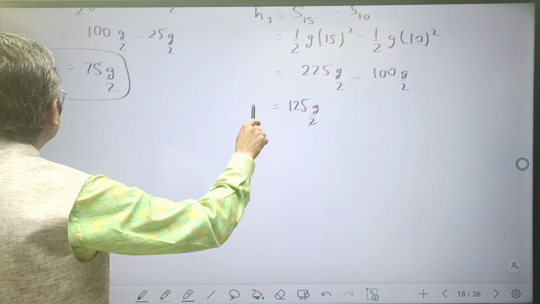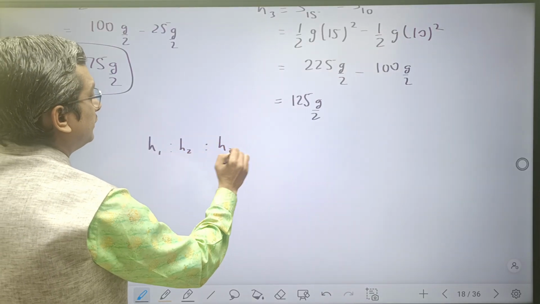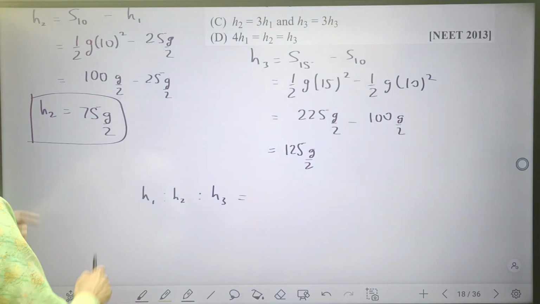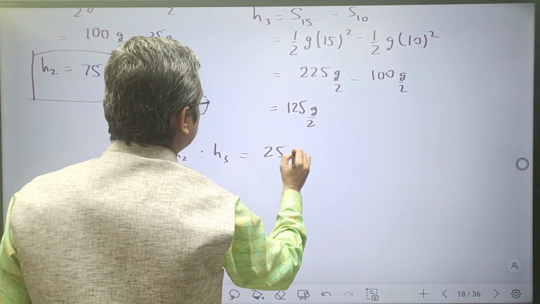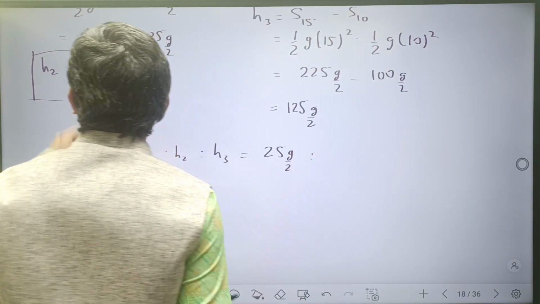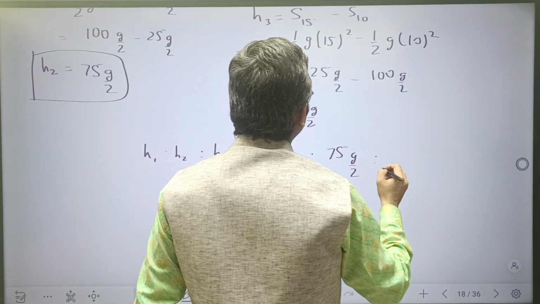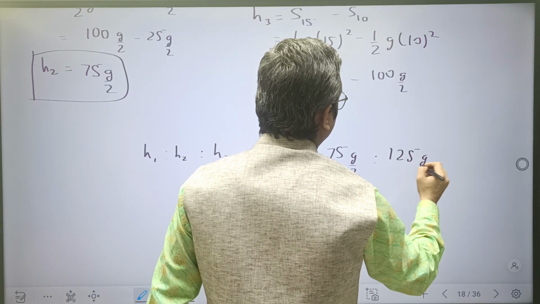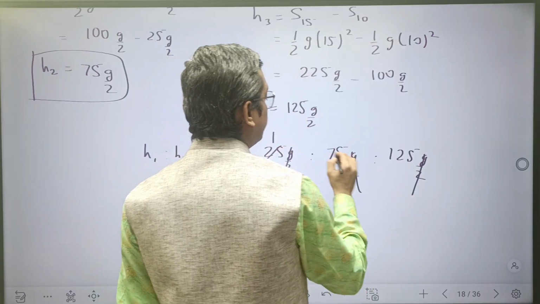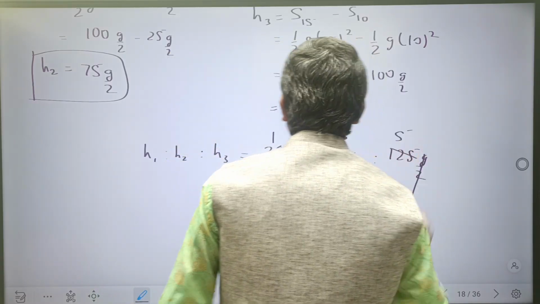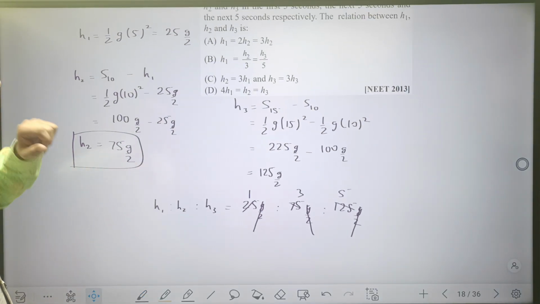So the ratio h1 is to h2 is to h3 is 25 g by 2 is to 75 g by 2 is to 125 g by 2. g by 2 cancels out. 25 1s are 25, 3s are 75, 5s are 125. So here we have h1 is to h2 is to h3 is 1 is to 3 is to 5.